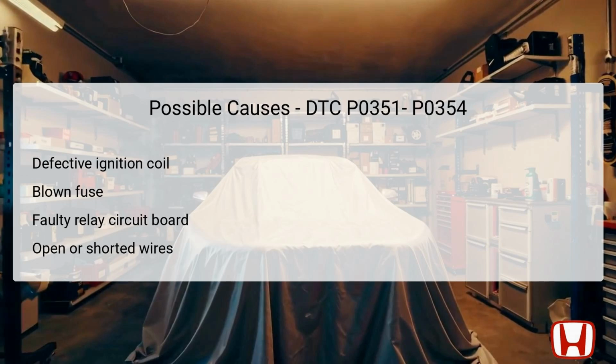Faulty relay circuit boards, which manage the power supply to the ignition coils, may also lead to these trouble codes. Furthermore, wiring issues such as open or shorted wires can contribute to improper voltage delivery to the coils. Identifying these possible causes is essential for effective troubleshooting and ensures that the repair addresses the root of the problem.